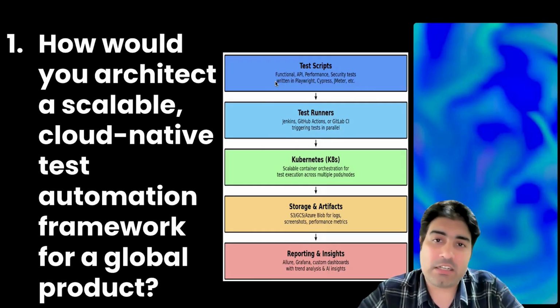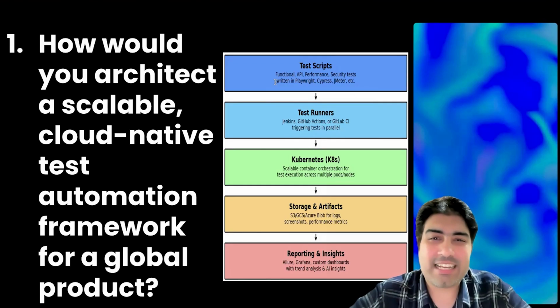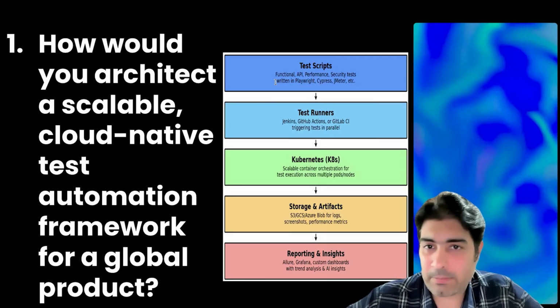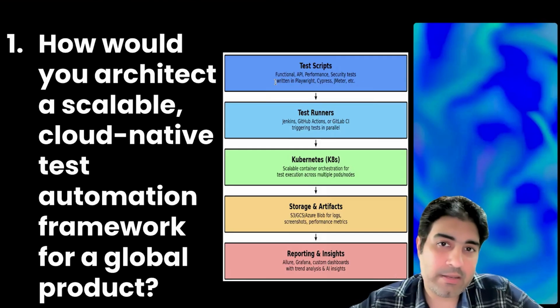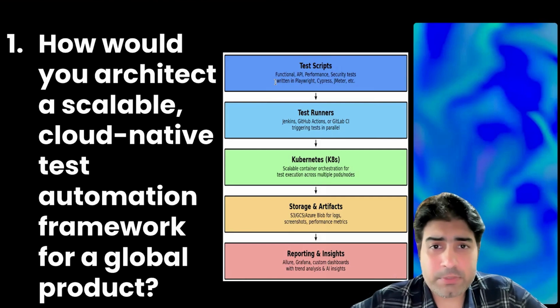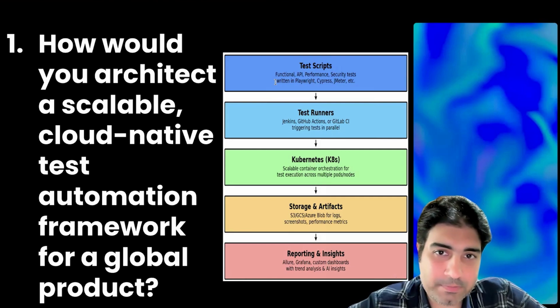Then we come to the runner layer. That's where you have containerized test runners like Docker images that execute your tests. Build images with the runtime and the dependencies and push them to a registry. For parallelism, use Kubernetes jobs or cron jobs or a runner autoscaler.